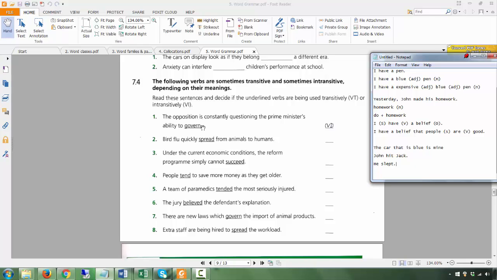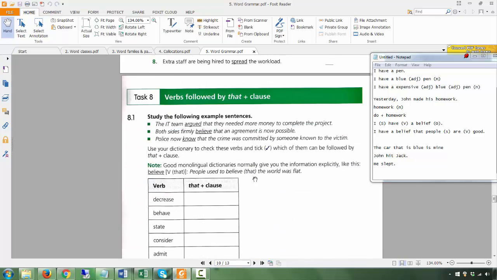Because you will soon realize, hey, why do you have govern here and govern here? Because here it is intransitive, there's nothing. You don't have an object. Here, it is transitive. The object is the import. So this exercise is trying to make you realize that verbs could have both transitive and intransitive uses.